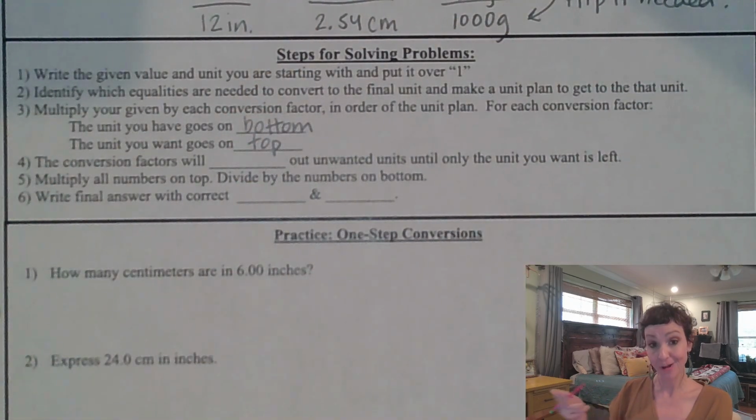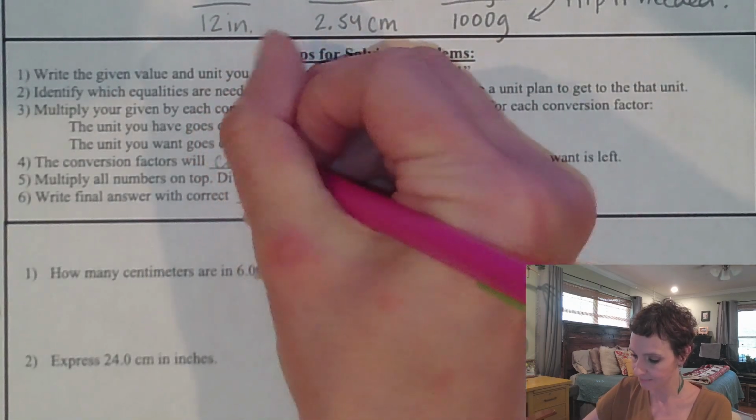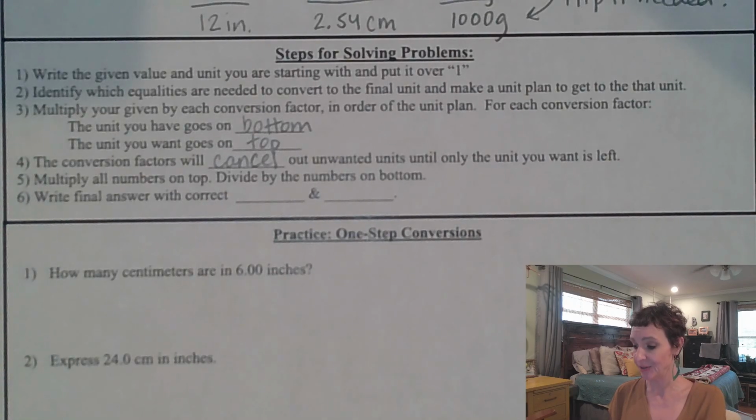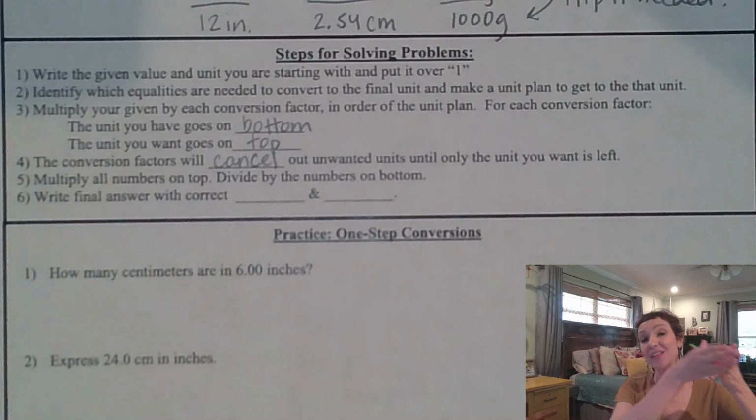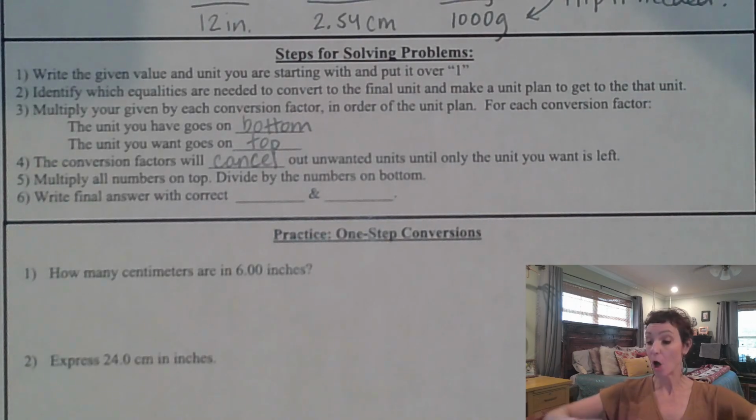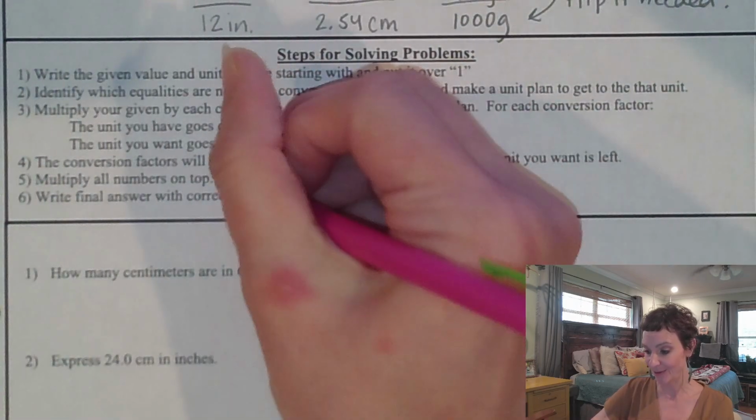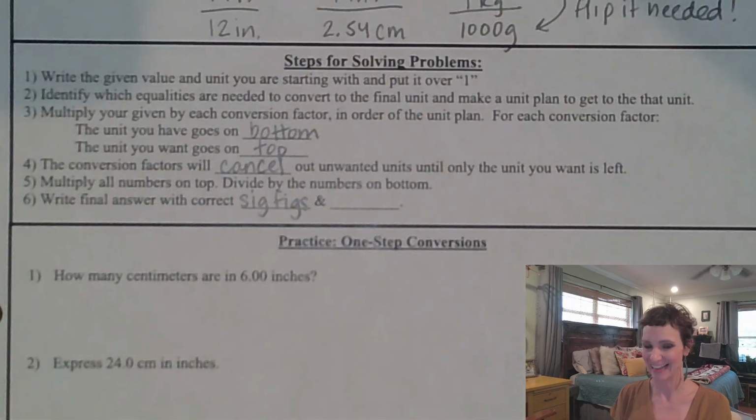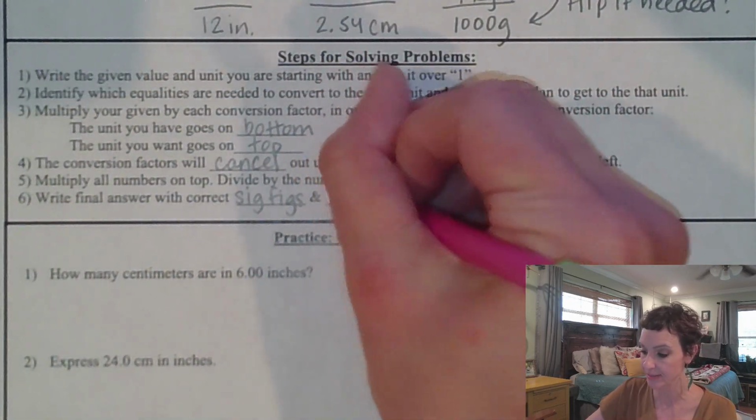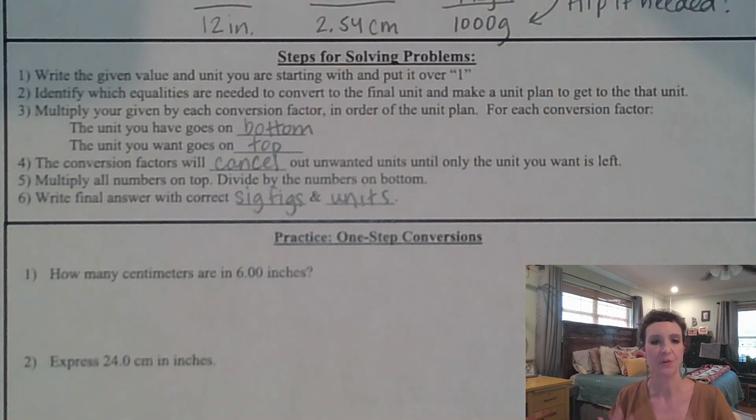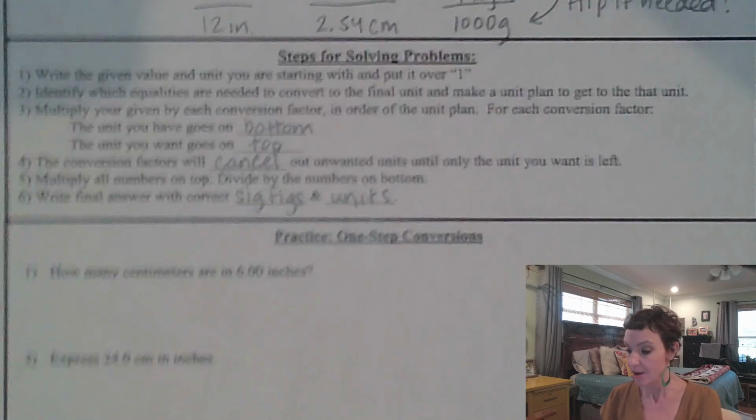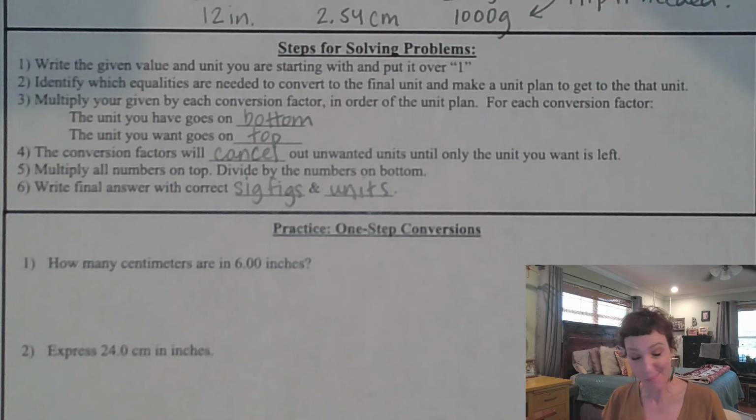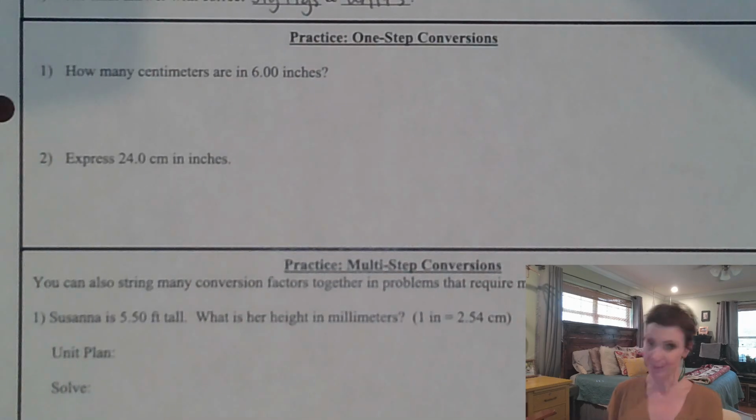The conversion factors will cancel out unwanted units until only the unit you want is left. Then we multiply all the numbers on the top, and divide by any numbers on the bottom. Then we write our final answer with correct sig figs. Here they come back again. And units, meaning values like inches or feet, because these are all measurements. We're going to take it slow. We'll start with one-step problems, and then do some more fun, complicated multi-step problems.